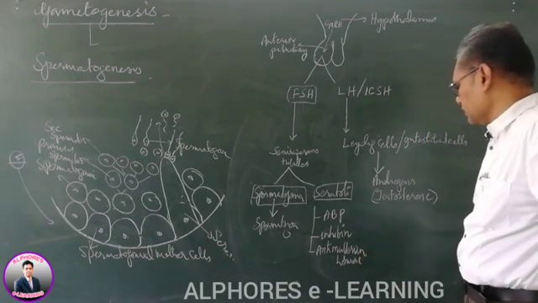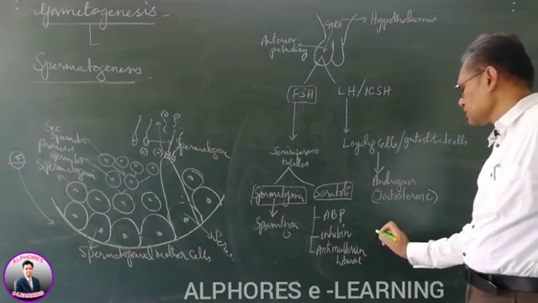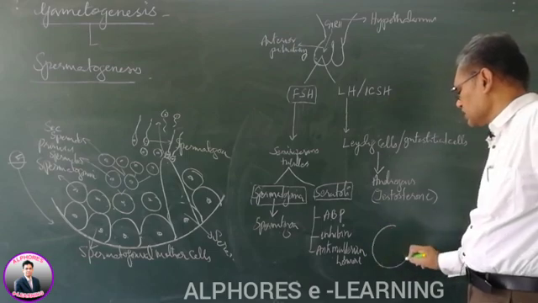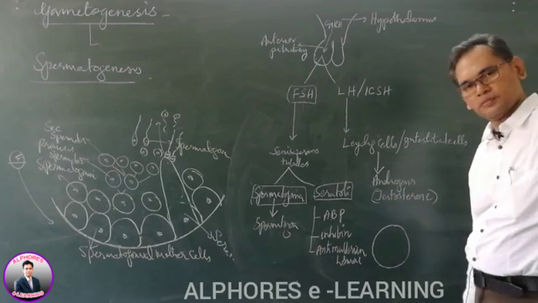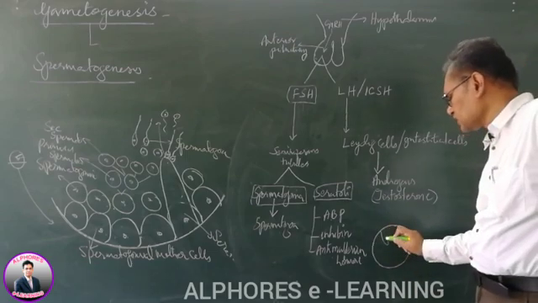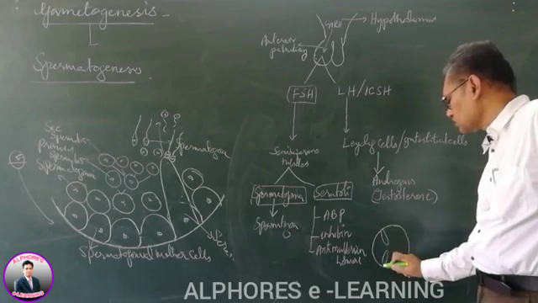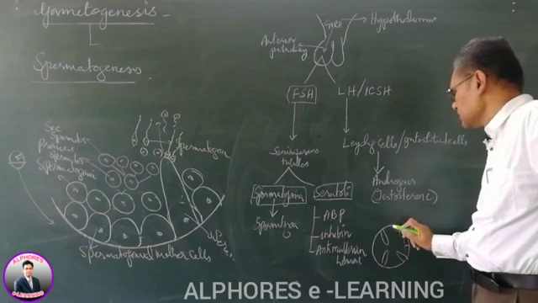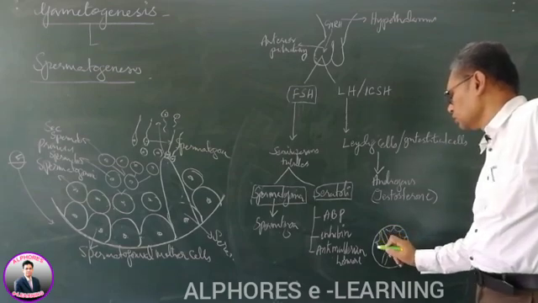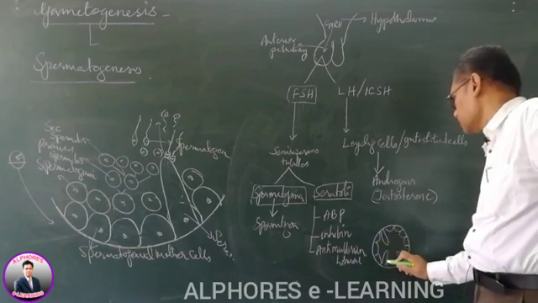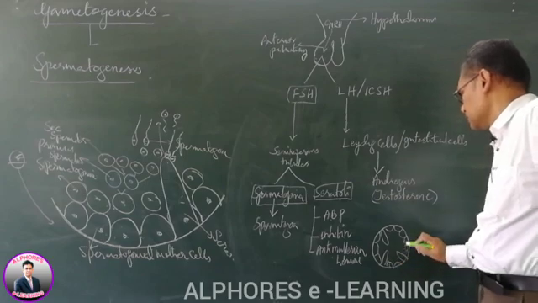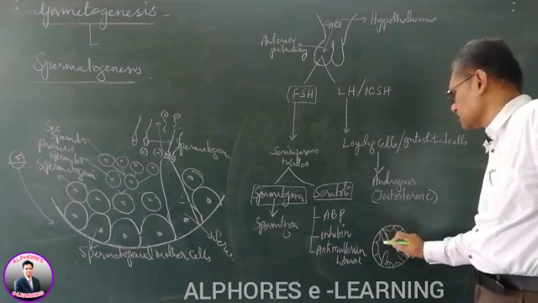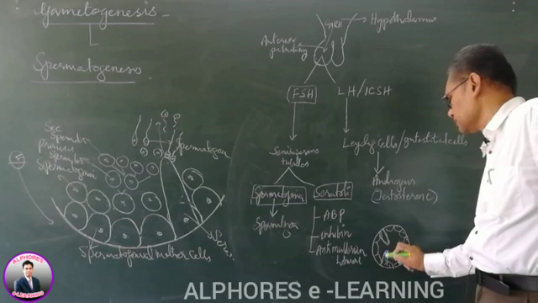Okay. Now suppose this is the seminiferous tubule. It consists of these cells. What are these? Sertoli cells. And what are these cells? These are spermatogonial cells, which produce sperms. This is the germinal epithelium, and here and there are tall cells called Sertoli cells. Okay.